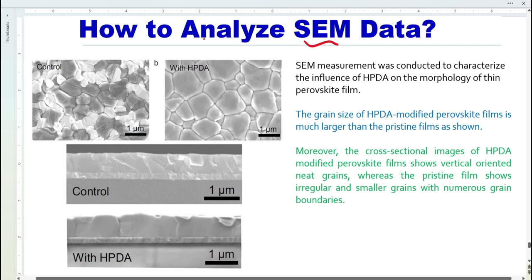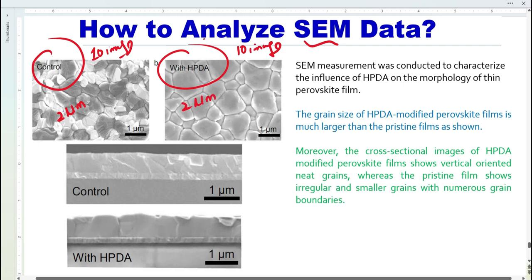When you want to take SEM images, whether by an operator or by yourself. For example, here we have two samples. One is the control sample and one is this modified sample. If you want to take 10 images for this control and 10 images for this modified surface, all magnification must be the same. For example, when you start from 2 micrometer, this one will also start from 2 micrometer. When you see here, this is 1 micron and this is also 1 micron.